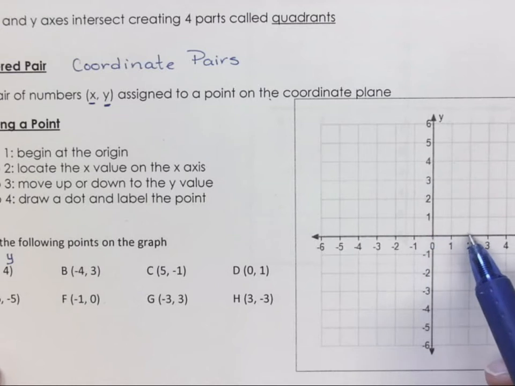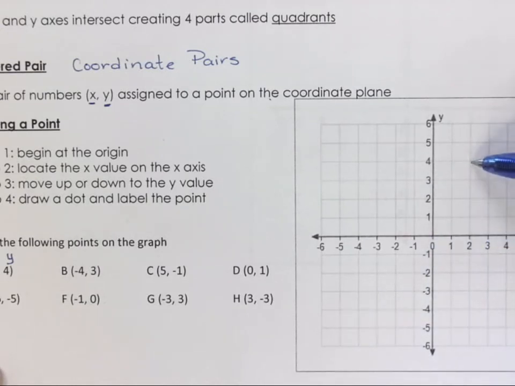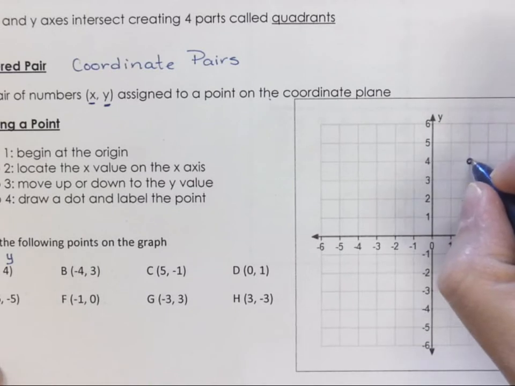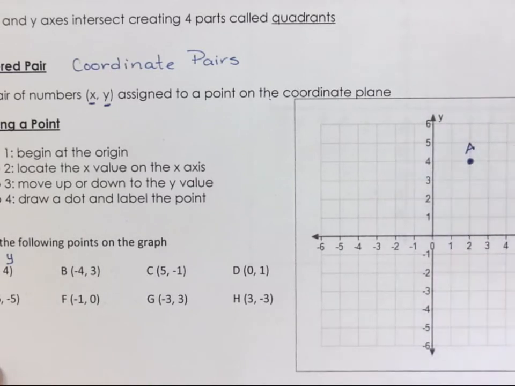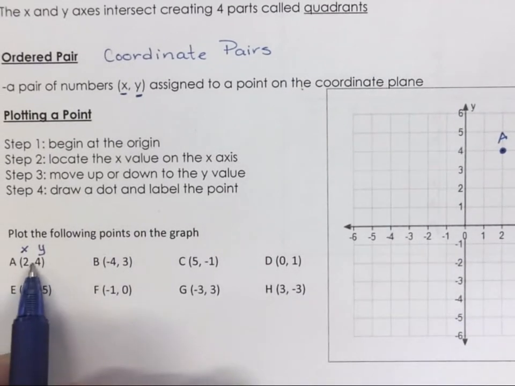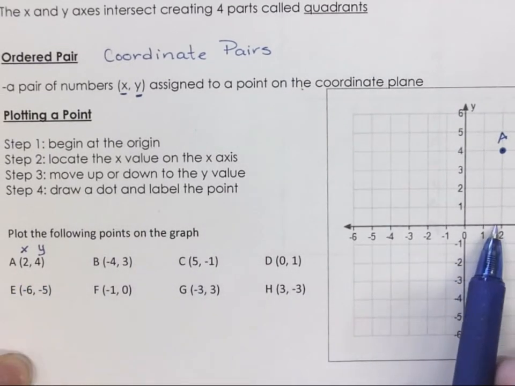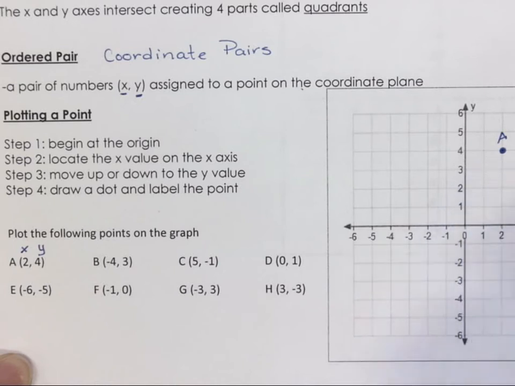So I'm going to go to the right 2, and then y is 4. So then I'm going to travel 4 up. So this point here is point A. So that's what the coordinate pair tells me. The 2, 4 tells me I'm going to go over 2, and I'm going to go up 4.